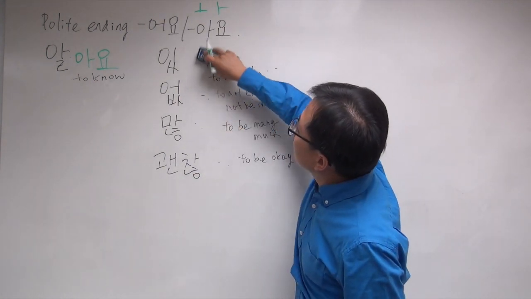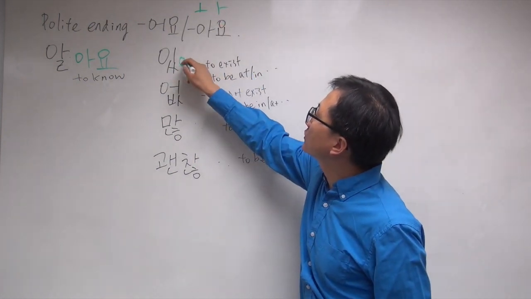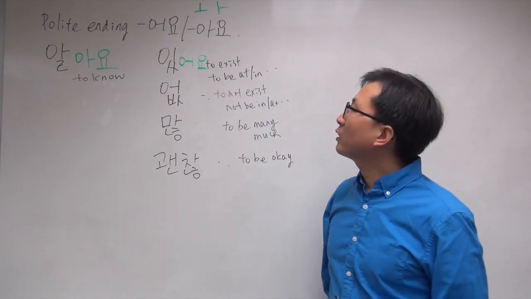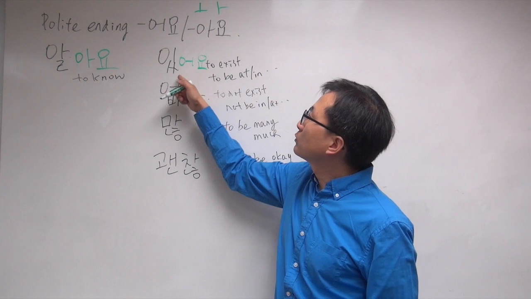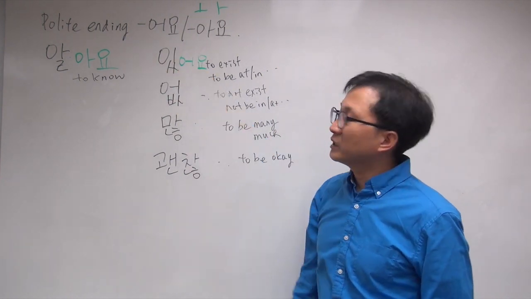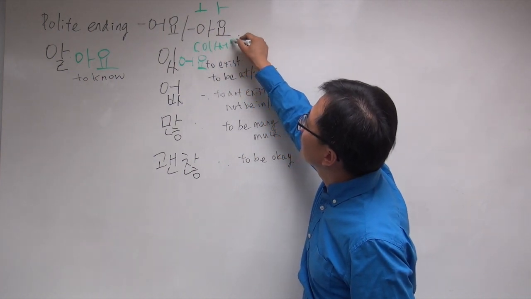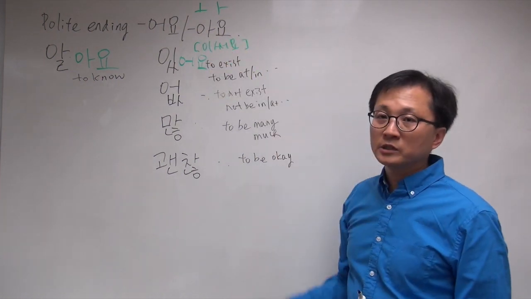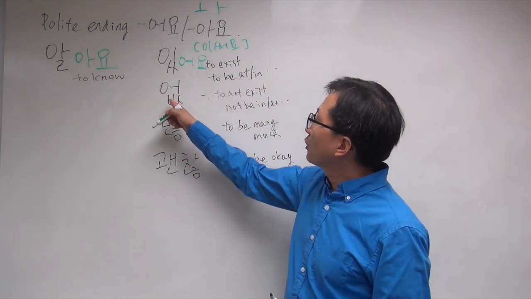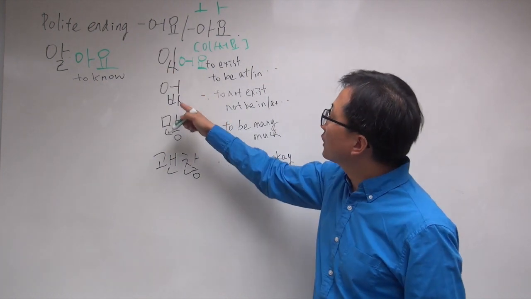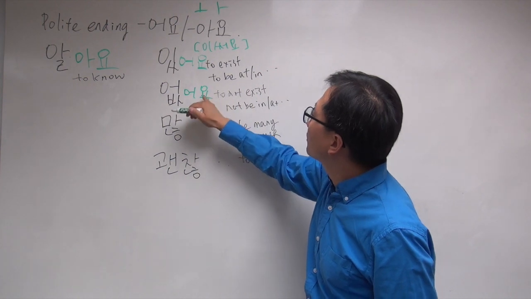It, adjective 있다. Does it have O or A? No. Then it's 어요. How do you read this? 있어요. For pronunciation, this double consonant carries over to the next syllable. This bracket means just pronunciation. We don't write this way, but we pronounce this way. And 없다, it does not have O or A. Then 어요. 없어요.